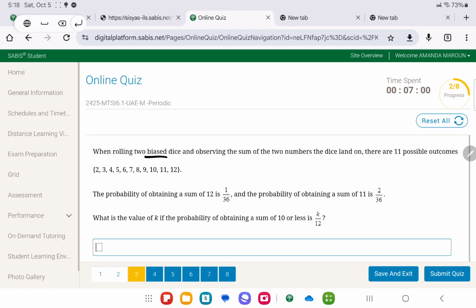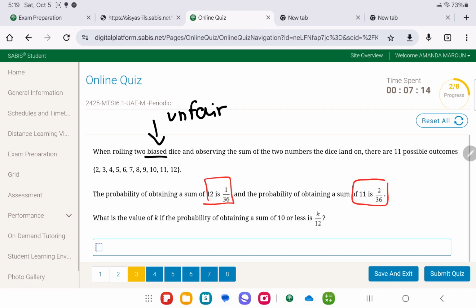When rolling two biased, meaning unfair, dice and observing the sum of the two numbers the dice land on, there are 11 possible outcomes. The probability of obtaining 12 is this, and the probability of obtaining a sum of 11 is this. They told us they need the probability of obtaining a sum of 10 or less. So x has to be less than or equal to 10.